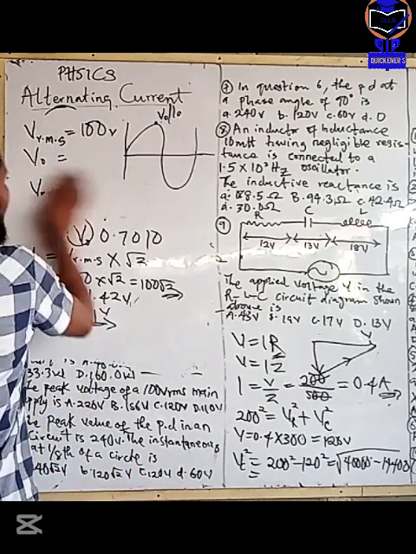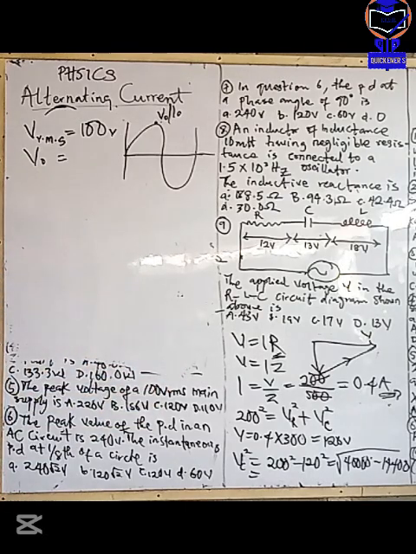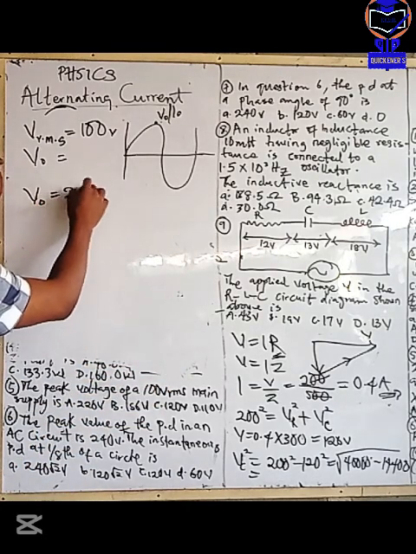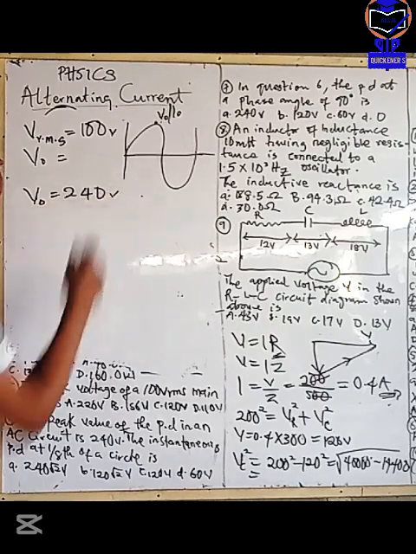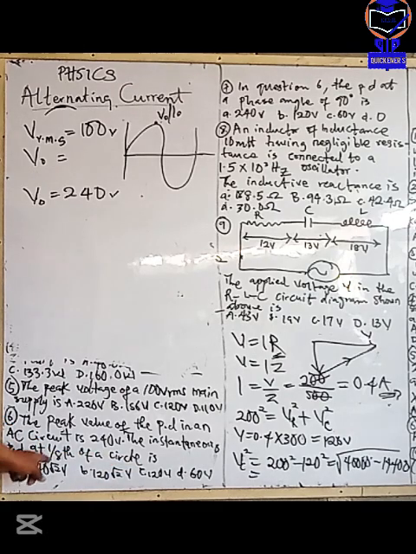The peak value, we are looking for the peak value of the PD in an AC circuit, is 240. So V naught is 240. Are you getting it? The instantaneous PD at 1/8 of the cycle is asked. So we are looking for 1/8 of the cycle.